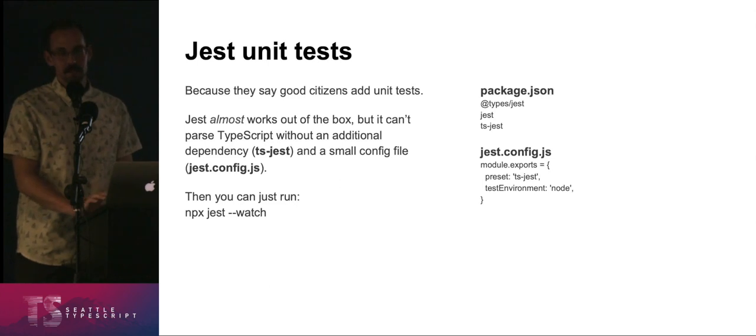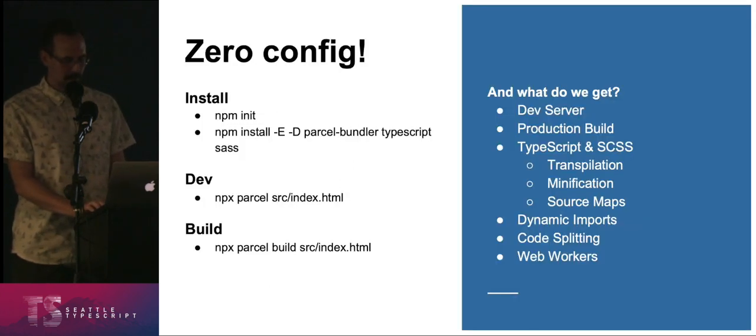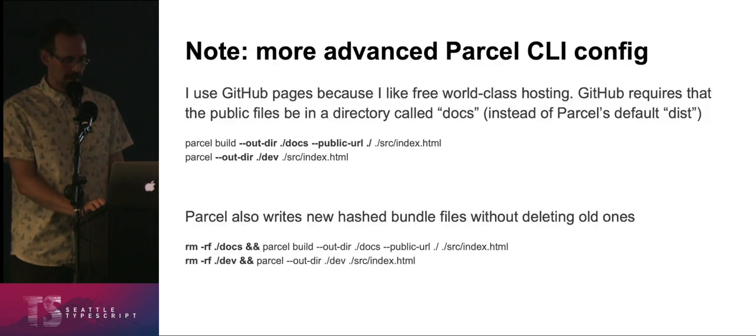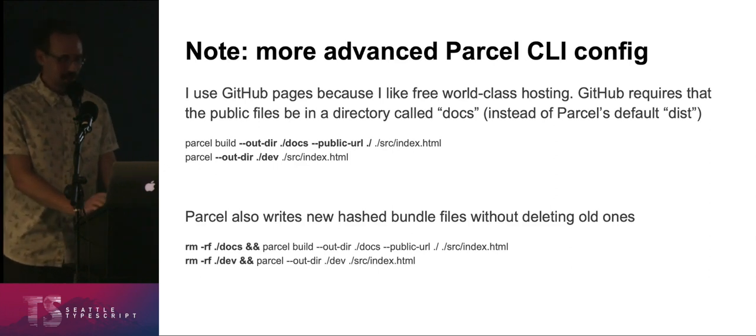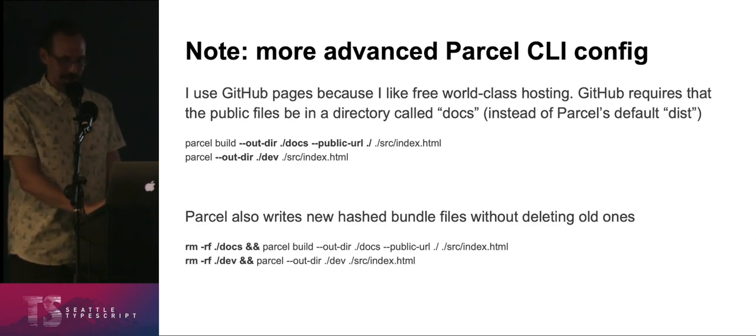For more advanced Parcel CLI, I threw out the commands somewhere around here. These two, for dev, it's just parcel index. For the build, it's parcel build index. But I use GitHub Pages because I like free world-class hosting, so sue me. It's so good. Everyone should use GitHub Pages for all of their websites.